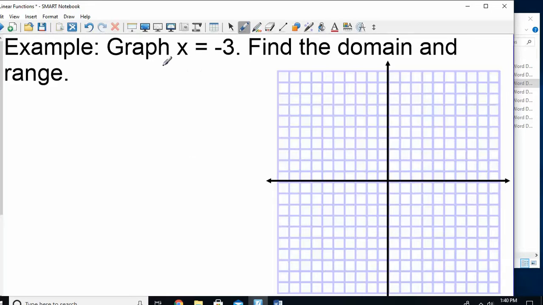If you were confused, you would just make an ordered pair, or make a t-chart, and the only thing x can be is negative 3. So you would see your x has never changed. So it's a vertical line. So x equals negative 3 is a vertical line.